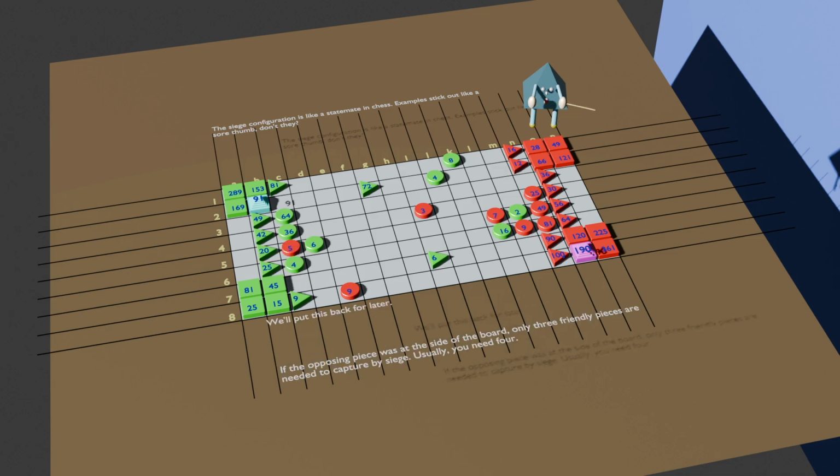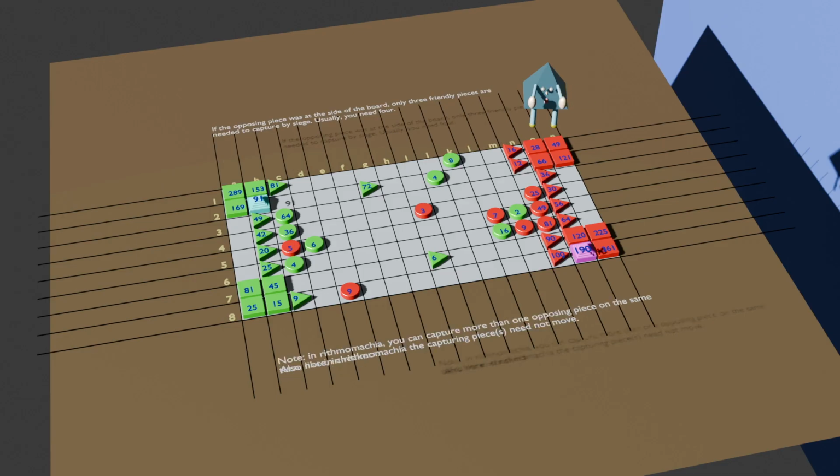If the opposing piece was at the side of the board, only 3 friendly pieces are needed to capture by siege. Usually, you need 4. Note: in rithmomachia, you can capture more than one opposing piece on the same turn, like in checkers. Also note, in rithmomachia the capturing pieces need not move.